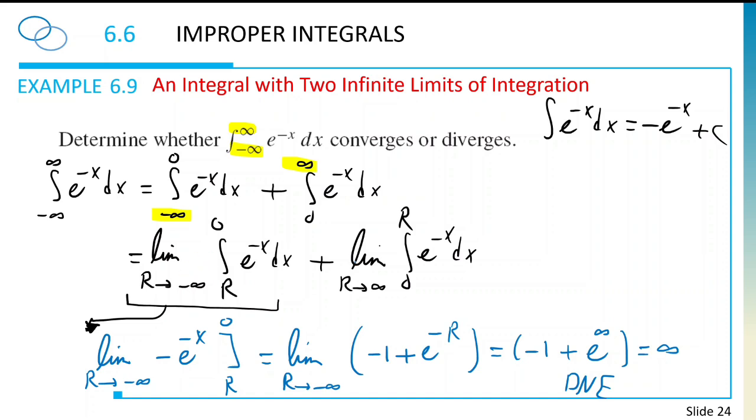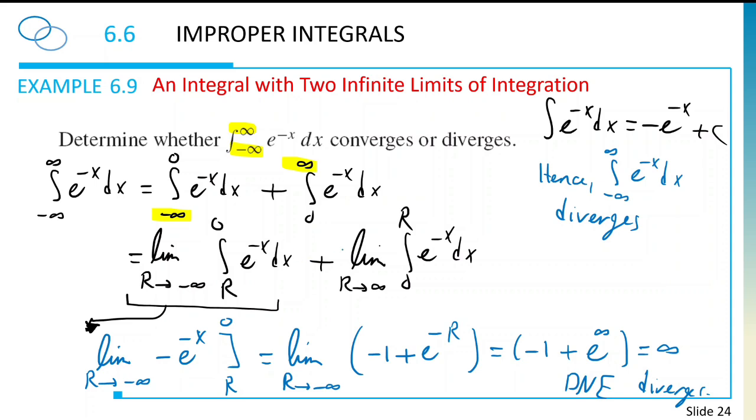Again, do I need to check the other one? No need to check the other one. From the first one, if it's divergent, I can make my conclusion overall. So hence, the whole integration for e to the power of negative x dx diverges. Why? Because this diverges. So if one of them is divergent, you can get your overall as divergent.